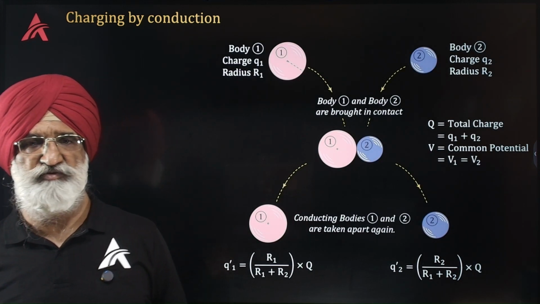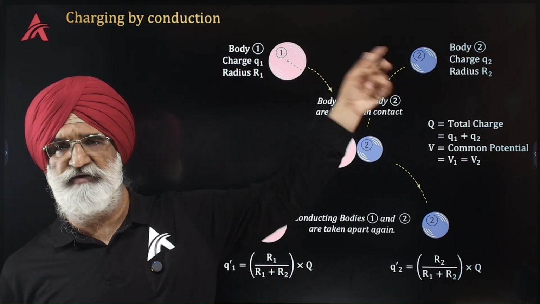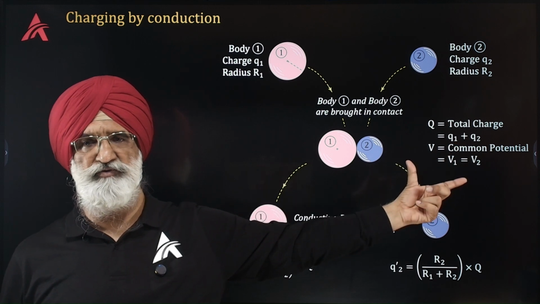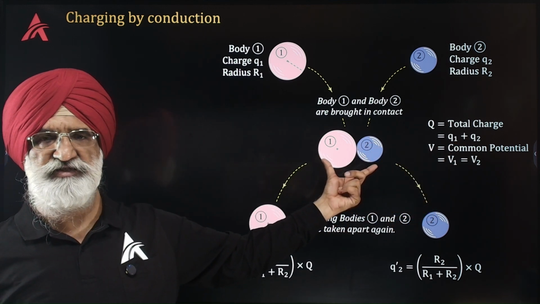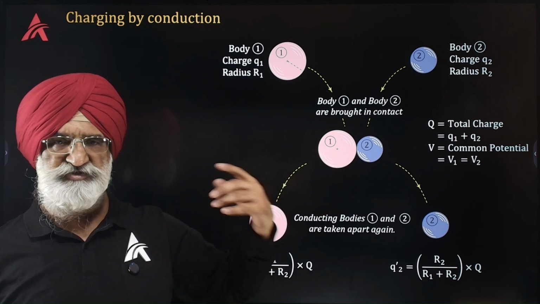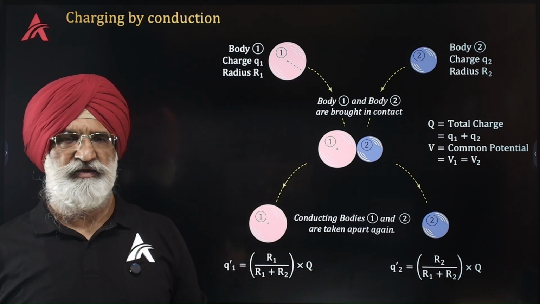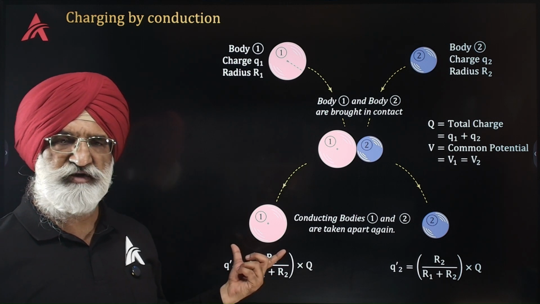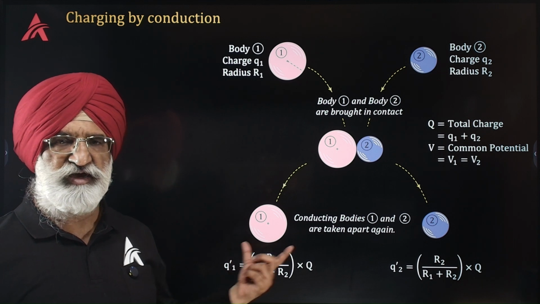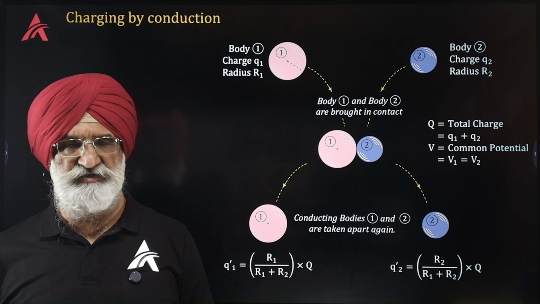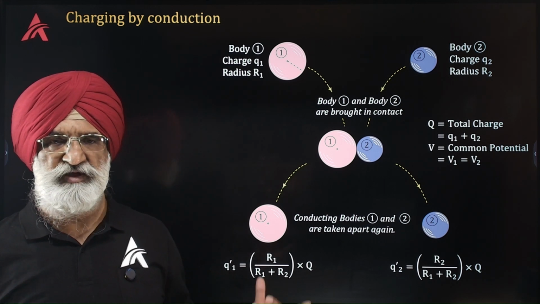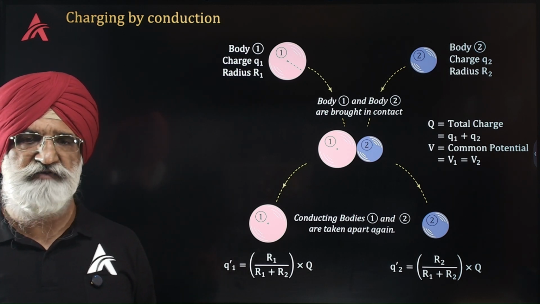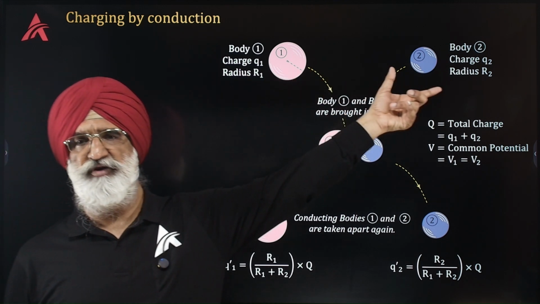The whole process can also be represented this way. We had two bodies, body 1 and body 2, having different radius and different charges. When they were brought in contact, the total charge on them will be q1 plus q2 and they will acquire a common potential. At this stage, there will be a conduction of charge between the two bodies. The charge may go from body 1 to body 2 or from 2 to 1, but the charges will get redistributed. When the two bodies are separated from each other, the charge acquired by body 1 will depend upon its radius, and the charge acquired by body 2 will also depend upon its radius. The more the radius, the more the charge acquired, and the final charge may become different from the initial charges on the two bodies. We can even have a situation in which body 1 is charged and body 2 is uncharged.